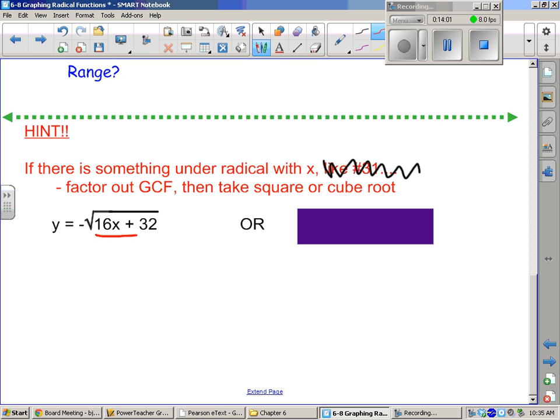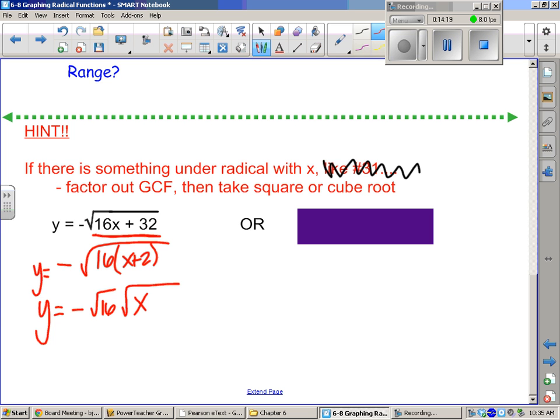So if you look underneath, just focus on these two terms, 16x and 32. What's common in both of those? 16. So we want to change that to 16 parentheses x plus 2. That is what is underneath of there. So now we can take the 16 out. We couldn't before because it was attached to the 32, but now it's multiplication. We could split it up.